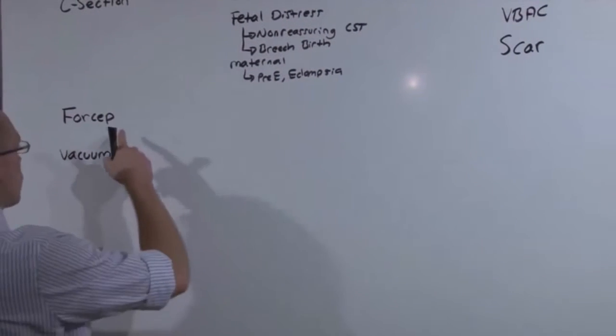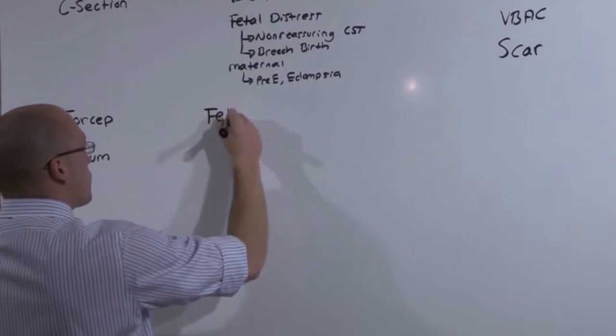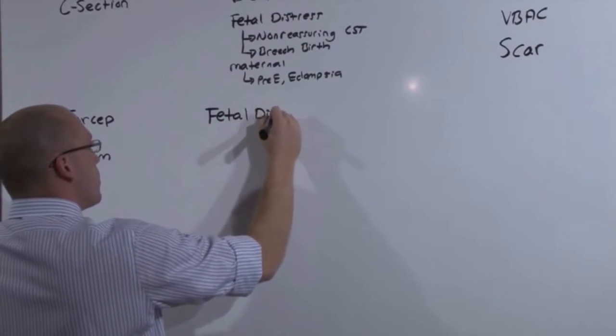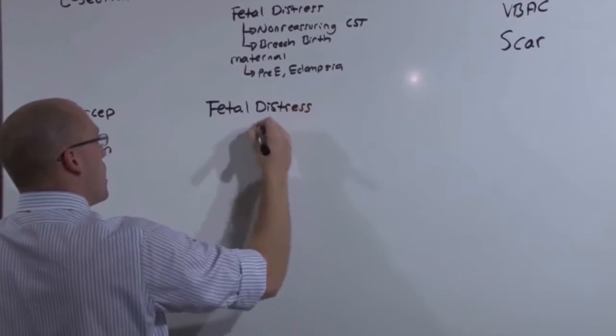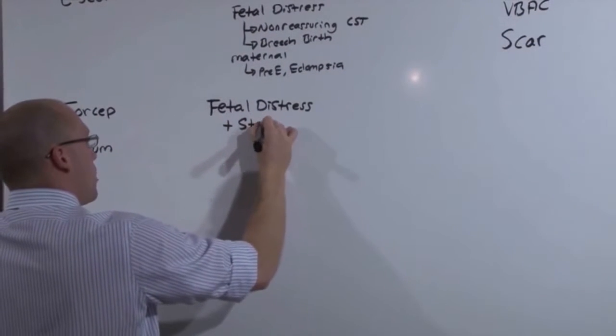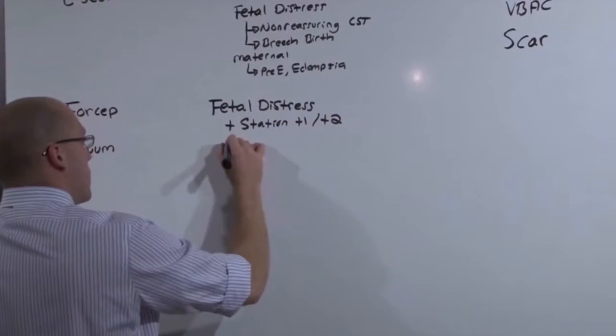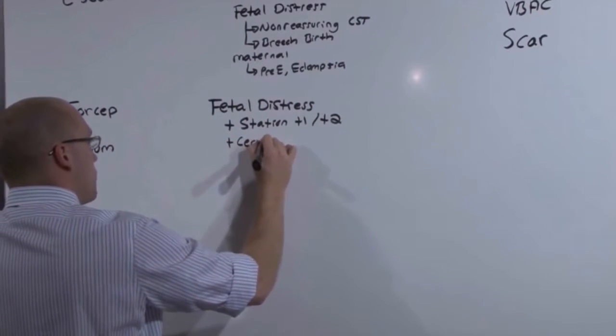So the indications for forceps and vacuum delivery are the same. It's fetal distress. Baby's not doing well during the normal vaginal birthing procedure, and they're at station either +1 or +2. And of course that means that there's cervical effacement already.